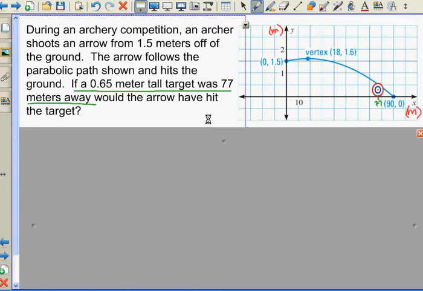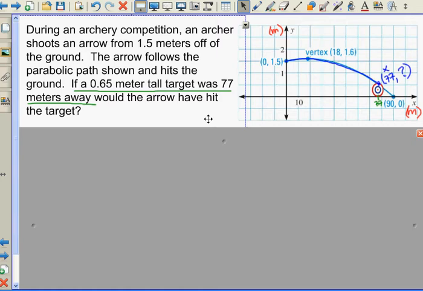That's about 77. So on this arrow's path, it kind of looks like over at 77 that it might hit it, right? But we don't know for sure because we don't know the height when the distance is 77 meters away. We know that the target is 0.65 meters, but we don't know how high our arrow is. If we had an equation, we could just plug 77 in for x and see what we get out for y, and then we would know how high the arrow is. But we don't have an equation.